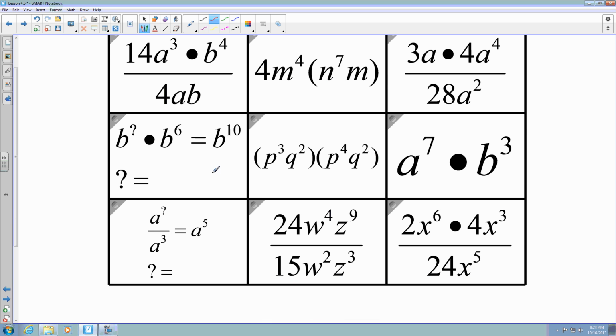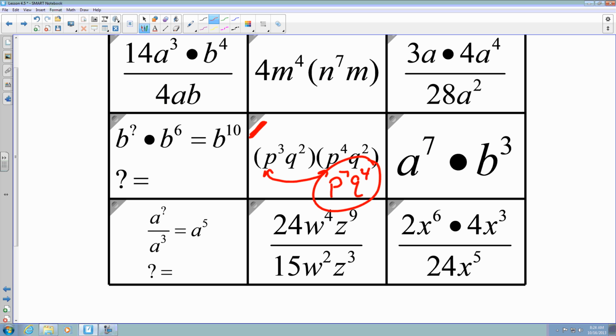Here are some practice problems that you can take a look at. One which people had a little bit of trouble on was this one. If you look at it, all you're going to do is multiply the p's together, which makes it p to the 3 plus 4 power, which gives you p to the 7th power. And then q, which is 2 plus 2, which makes it 4. Okay?